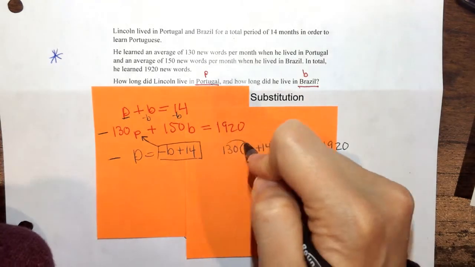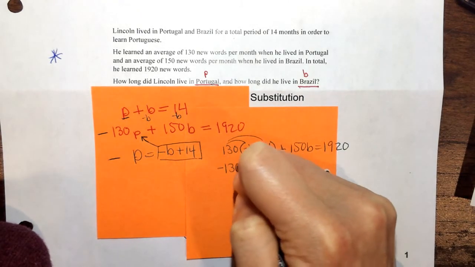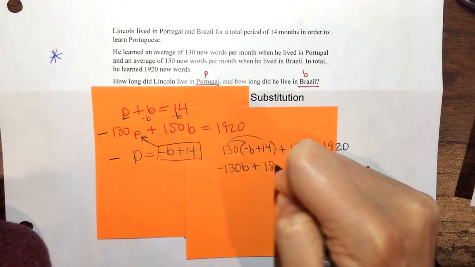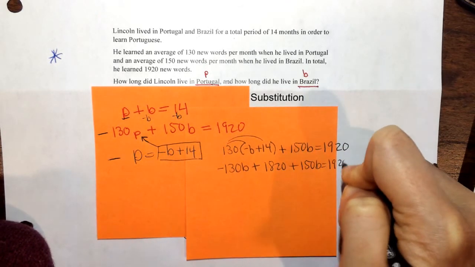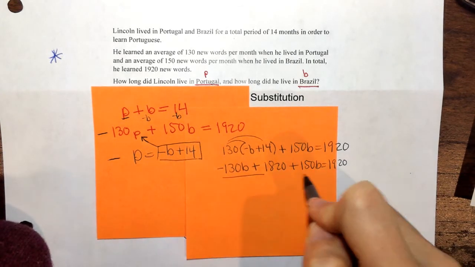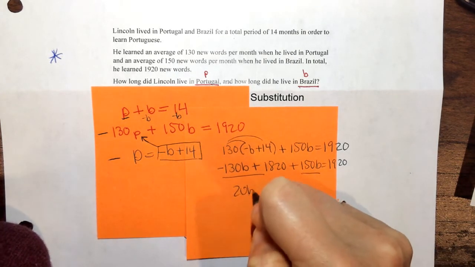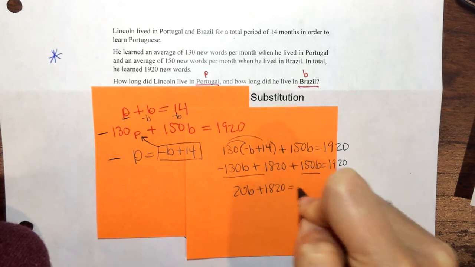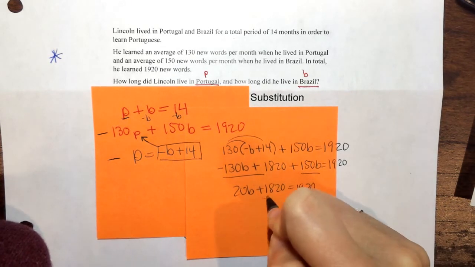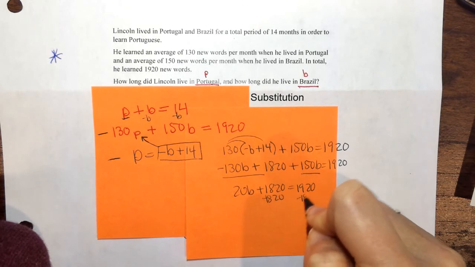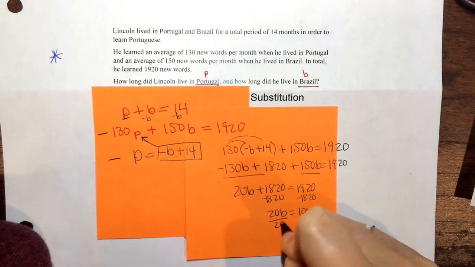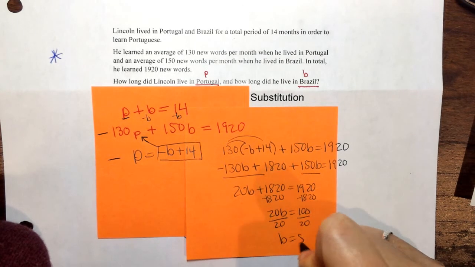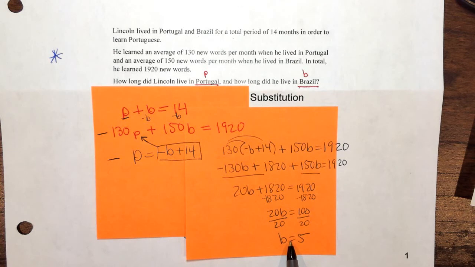So in this, you have to distribute. I'd get negative 130B plus 1,820. From there, combine my like terms. Subtract over my constant. Divide by my coefficient. And I find that Brazil was 5 months, so he lived in Brazil for 5 months.